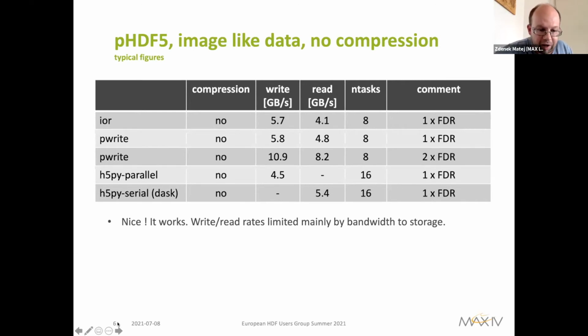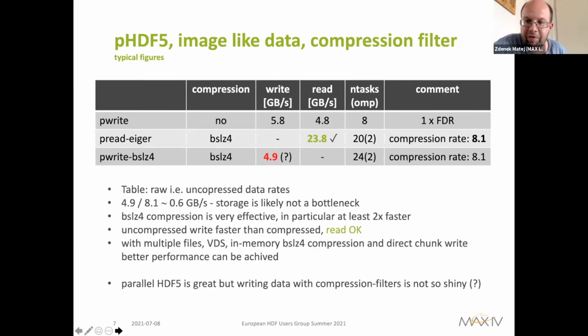Here is the last slide, how it works with compression. I add the compression that was very popular in the previous presentations and use it on the same type of data, with compression rate 8, also mentioned in one of the presentations. In read, I am getting about 24 gigabytes per second. In write, I am getting 5 gigabytes. I'm quite happy with the read speed, but I'm quite disappointed with the write speed. In compressed data, this means about 0.6 gigabytes, so the storage is not a bottleneck.